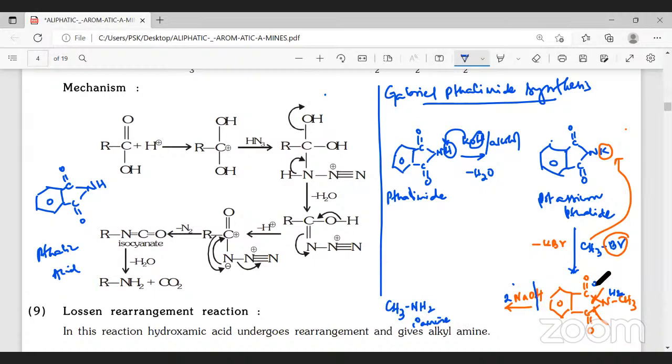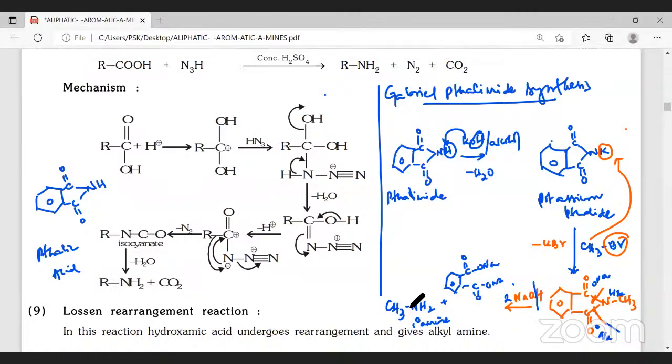Now to this carbon, ONa attacks, and to this carbon, ONa attacks. So what do you get? You get a benzene ring. You have C double bond O, ONa, and you get C double bond O, ONa. So this method is called Gabriel phthalimide synthesis. I hope that you understood the reaction. So aliphatic primary amines can be conveniently prepared by Gabriel phthalimide synthesis, starting from phthalimide.